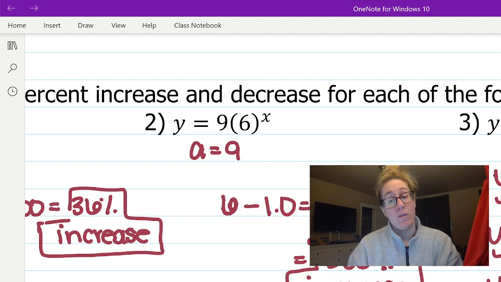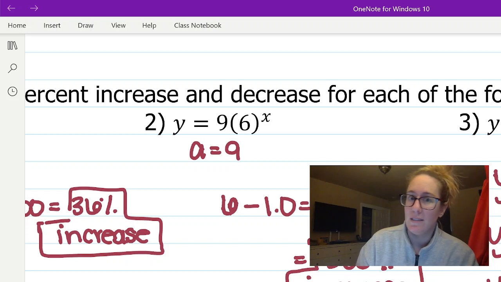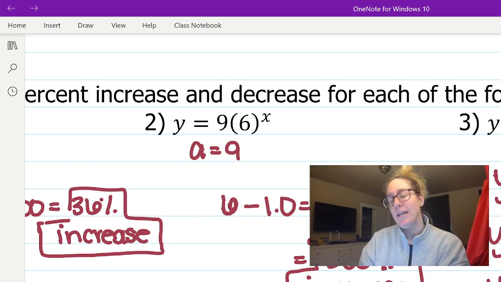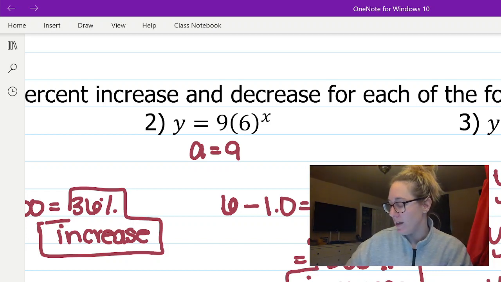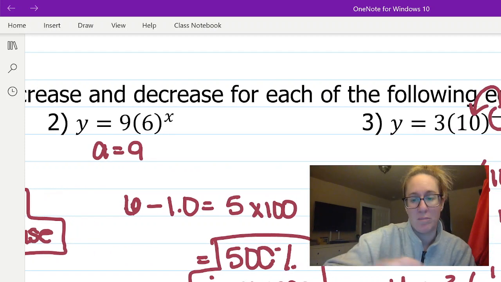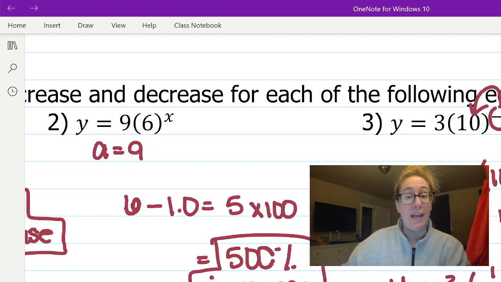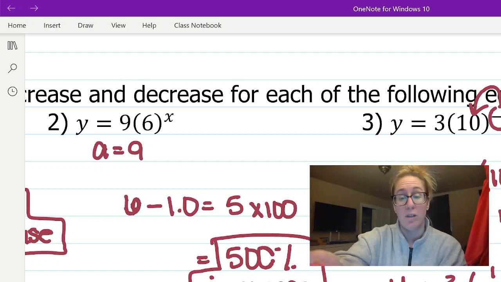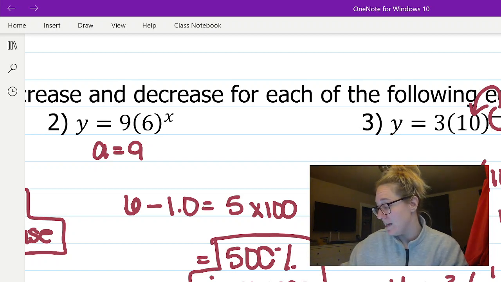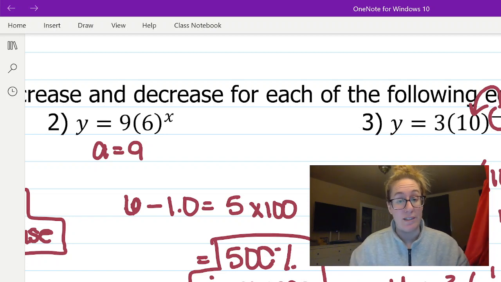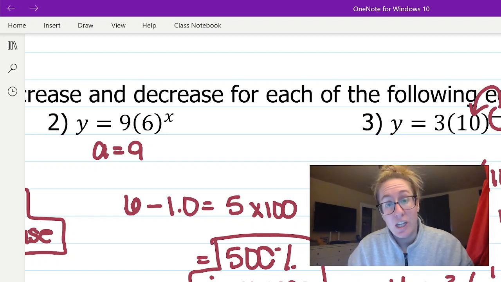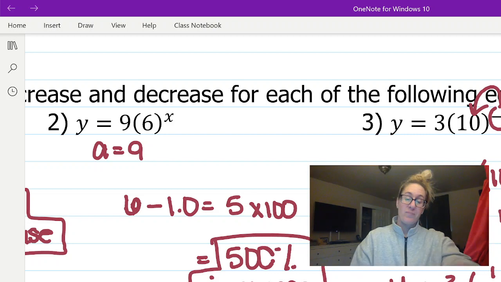All right, now that is my decrease as a number value. So what I need to do is turn that into a percentage. So I'm going to multiply it by 100, and I have 99%, and our base number was below 1.0, so that means this is a decrease. A 99% decrease. That's a really good sale if you're shopping, right?